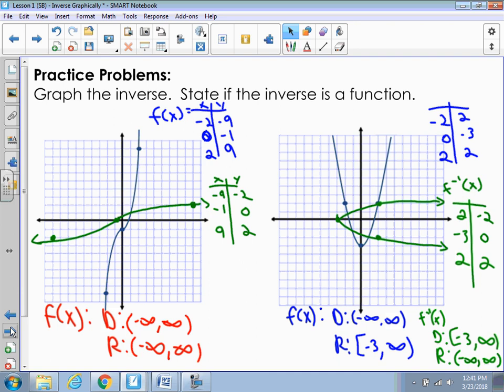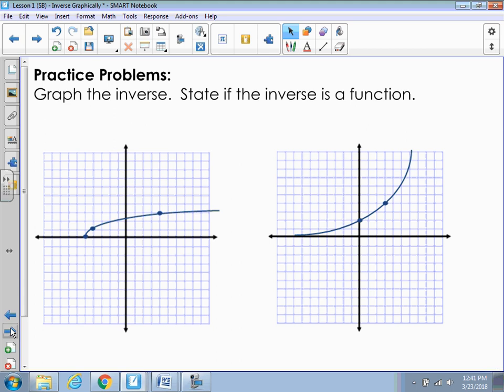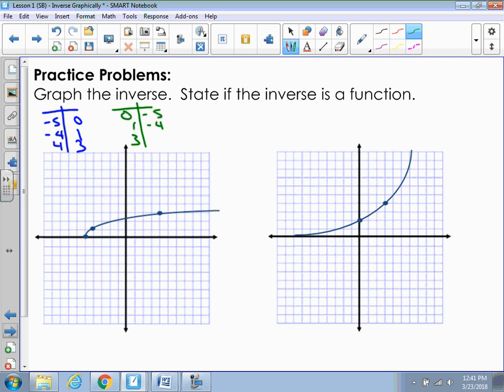Okay, let's see if that holds true in our next example. This is an example of a square root. So the inverse is going to be a quadratic. Let's take a look at our initial function. It has some pretty points at (-5, 0), (-4, 1), and (4, 3). So our inverse is going to have points at (0, -5), (1, -4), and (3, 4).